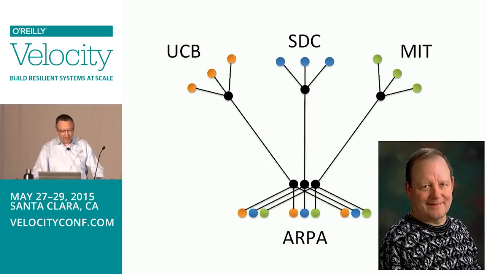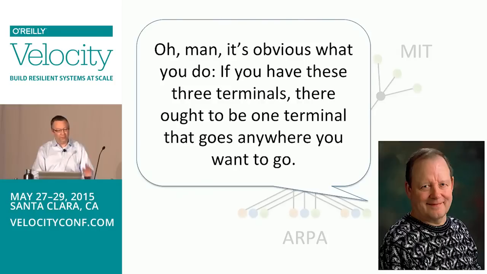Until 1965, and then in 1965, the head of the Information Processing Techniques Office at ARPA, a fellow by the name of Robert Taylor, was sitting in one of these offices with 3 terminals, and he was struck with an idea. In a 1999 interview with John Markoff, he recalls saying to himself, oh man, it's obvious what you do. If you have these 3 terminals, there ought to be one terminal that goes anywhere you want to go with interactive computing. And that idea is the ARPANET, which is where the internet begins.